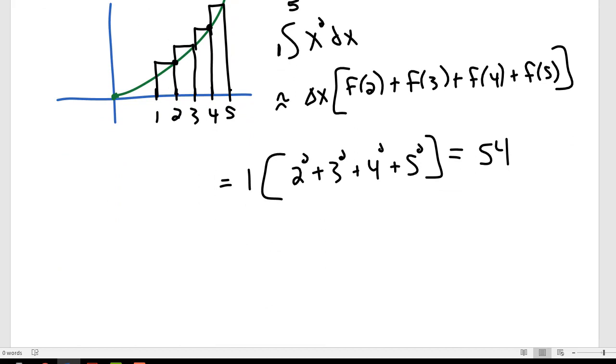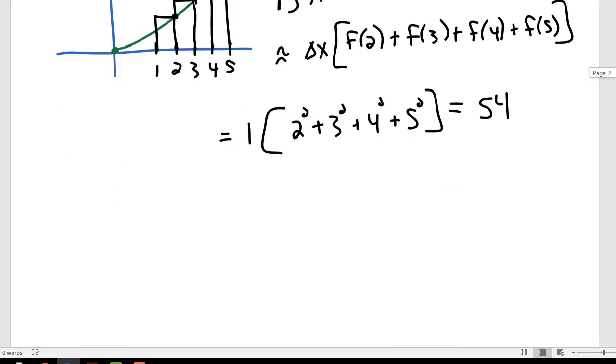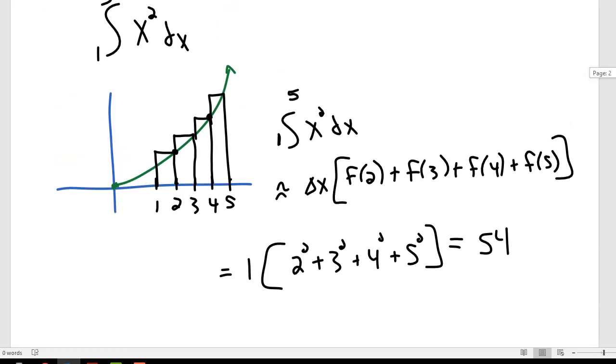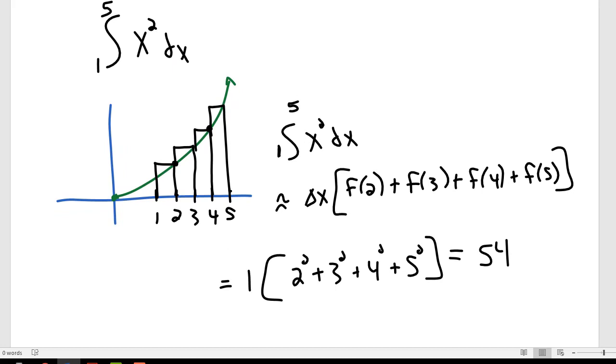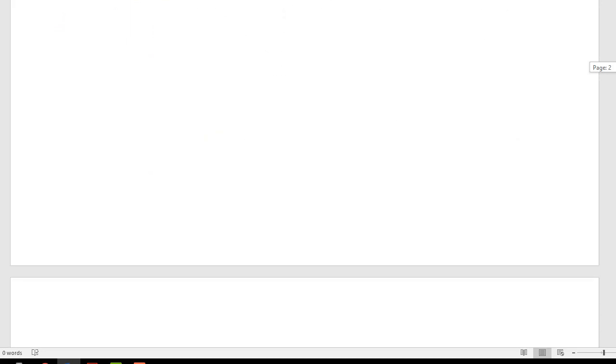So, final conversation here. Usually, in a Calc 1 class, what you do is you say, well, you know what? If we use the midpoint of each rectangle, this is actually going to be a little bit more accurate. So let's come back and look at the midpoint of each rectangle.